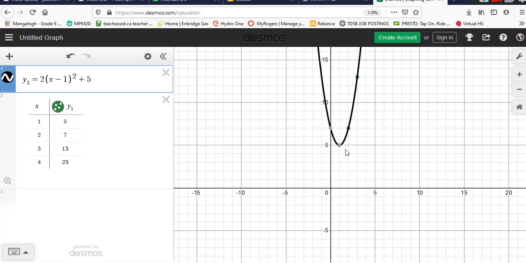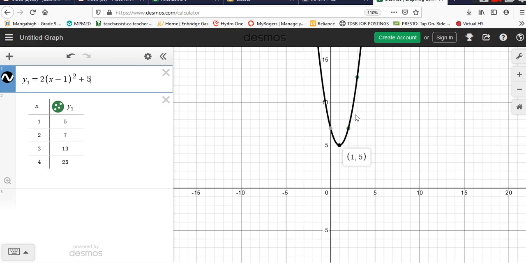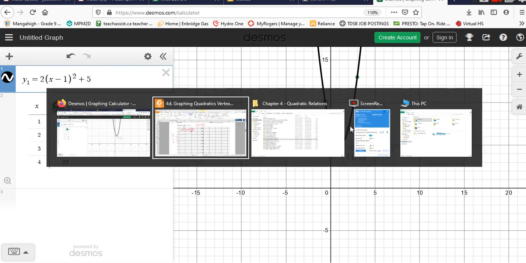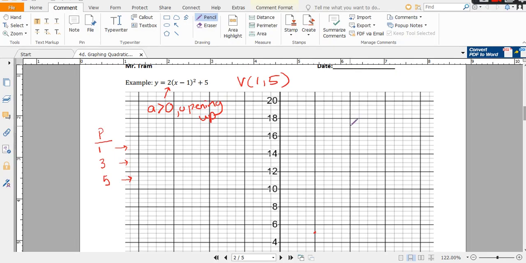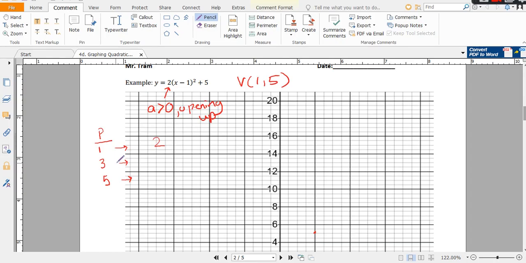Okay, so once I sketch this, it should look something like this. The vertex is 1, 5. We already know that. And then instead of going 1 over, 1 up, we're going 2 up. So instead of 1, it's 2. And then 1 over, and then up 6. So instead of 1 over 3 up, it's 1 over 6 up.